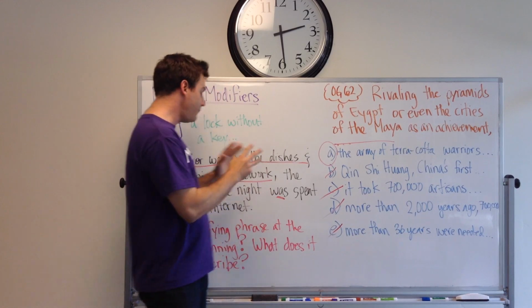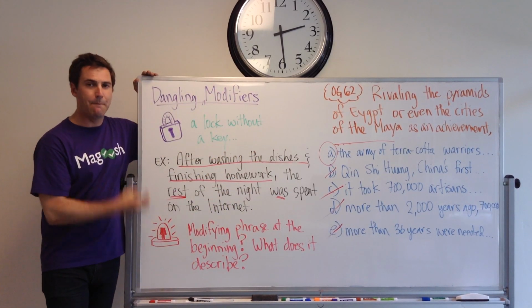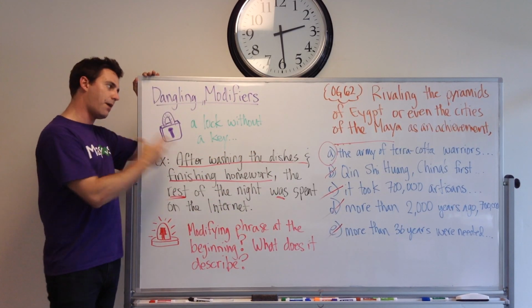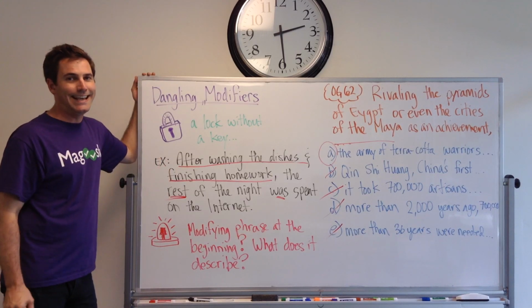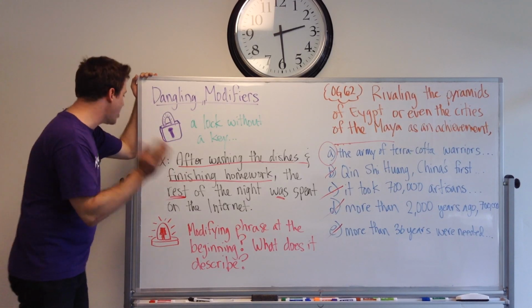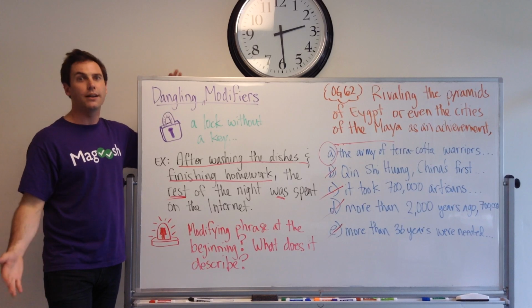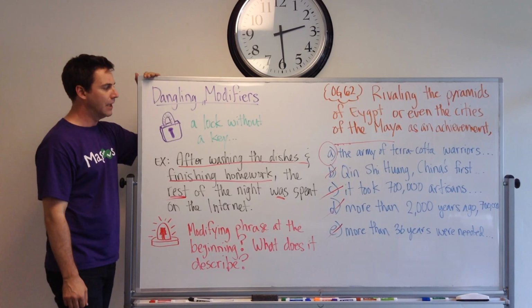So, if you can have this sort of alarm system built into your brain when you see a modifying phrase at the beginning of a sentence, that's going to help you to at least check one thing off the list of possible errors in the sentence.